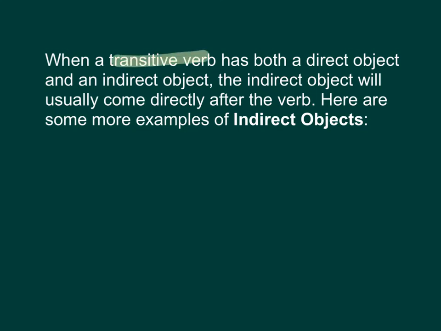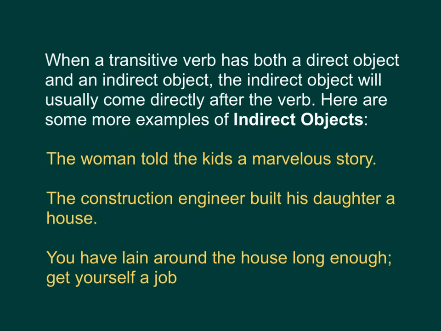When a transitive verb has both a direct object and an indirect object, the indirect object will usually come directly after the verb. Here are some examples of indirect object. The woman told the kids a marvelous story. The construction engineer built his daughter a house. You have lain around the house long enough. Get yourself a job.